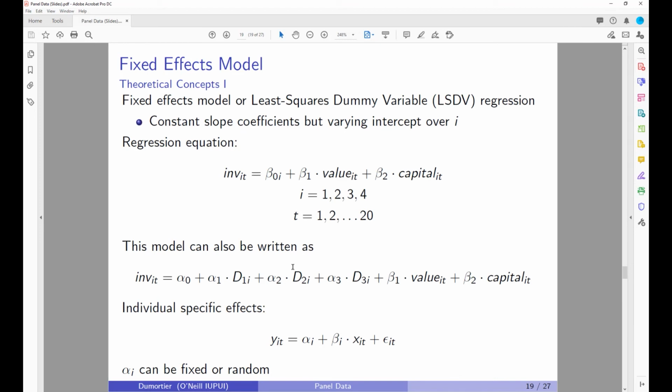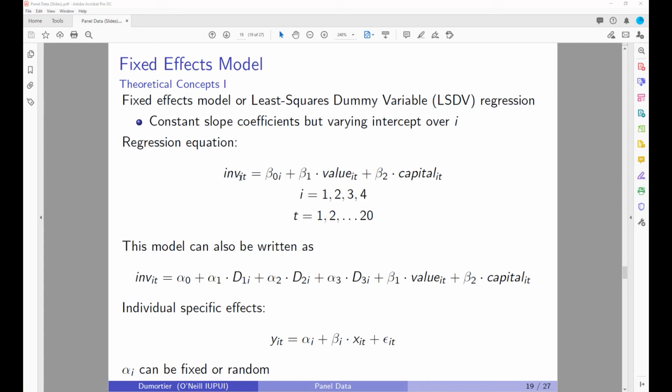But now what we really want is to estimate a fixed effects panel model. And so let me first talk a little bit about the theoretical concepts of a fixed effects panel model. Now here what we assume is that we have a constant slope of the coefficients. So there's a constant slope associated with value and capital across the firms. The slope is not going to vary, but it is actually the intercept which is going to vary.